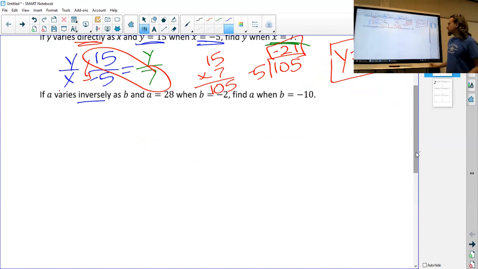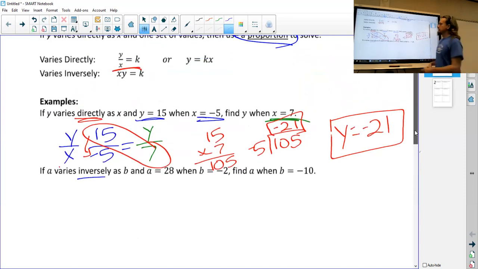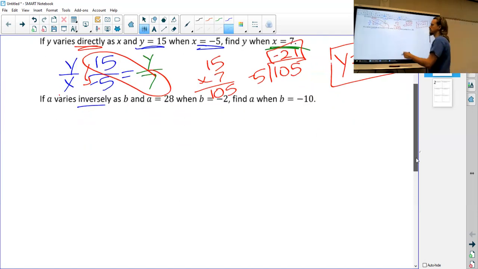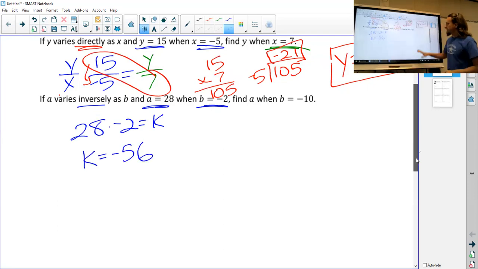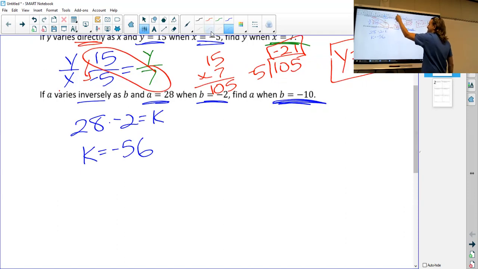Okay. So how we do this, our formula is just x times y equals k, which is really straightforward. So we take the first two numbers in our original ratio, we just multiply. So we say 28 times -2 equals k. So that's going to be k is -56.